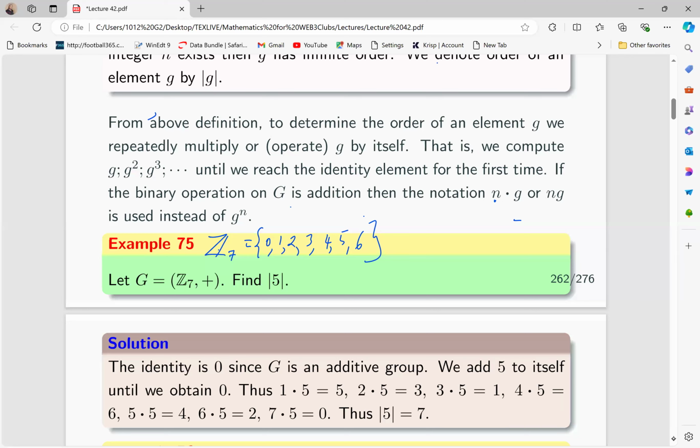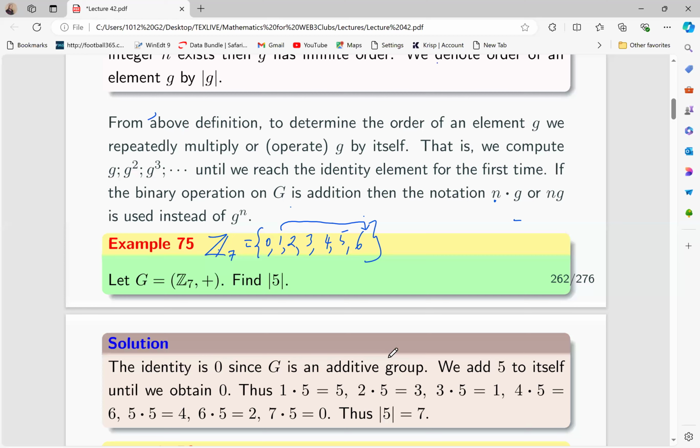Now, so we just check to see which one, when multiplied by 5, gives you 0. No, you check from here. Check from here, from 1, not from 0. Check 1, 2, 3, and so on.